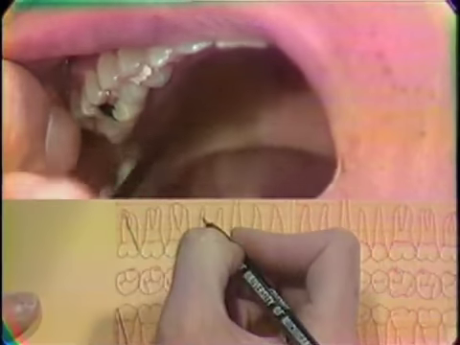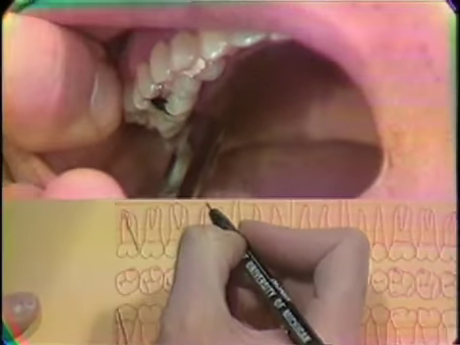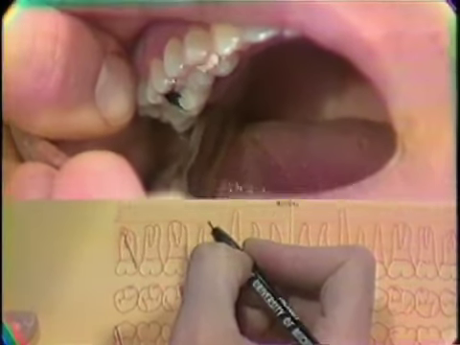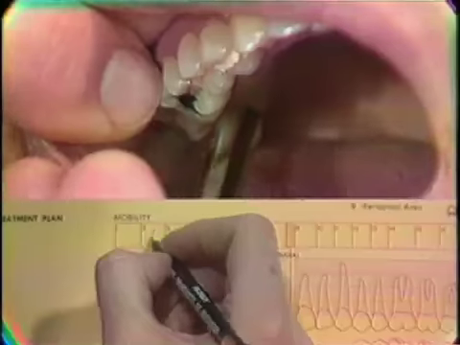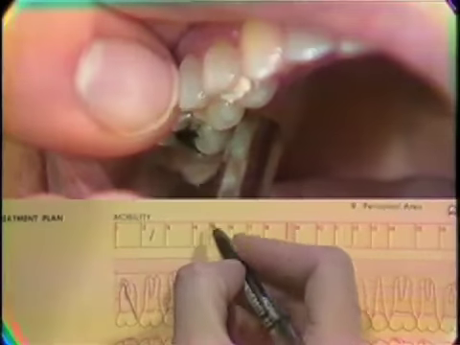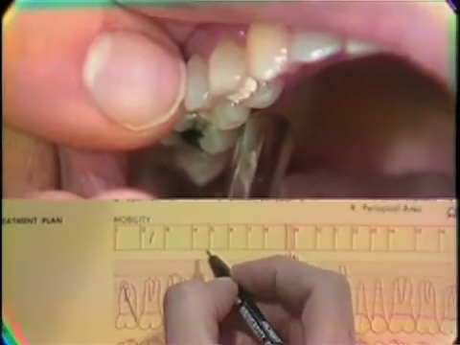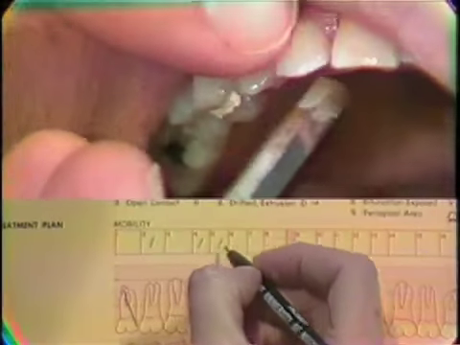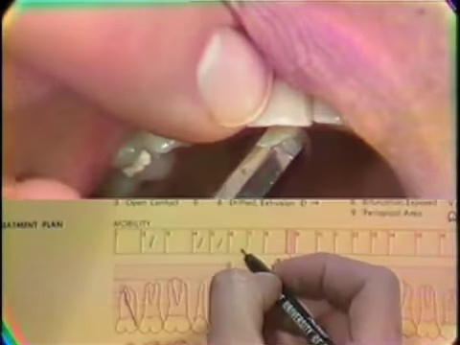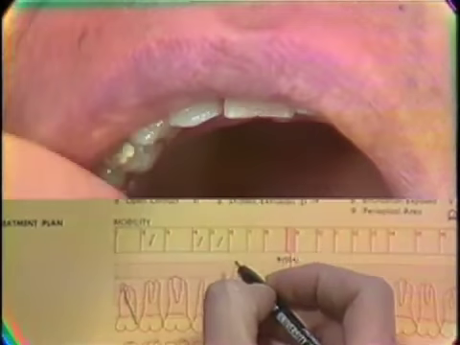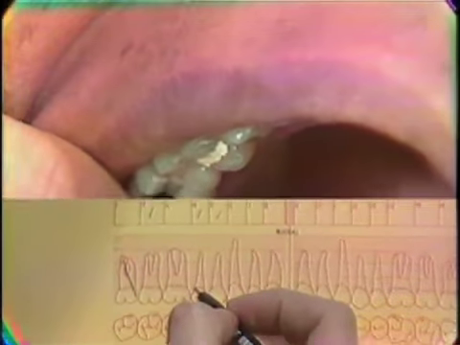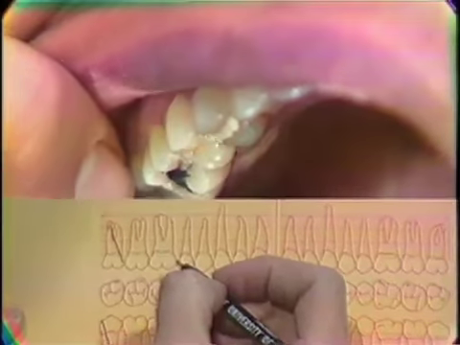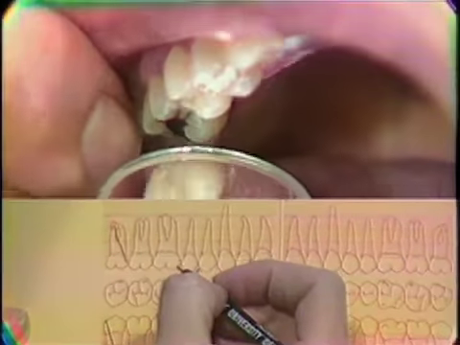Open very wide for me, please. Tooth number 2 has a mobility of 1. Four, 1. Five, 1. That's all. Bridge? There are no bridges. Drifted and extruded? No drifted or extruded teeth.